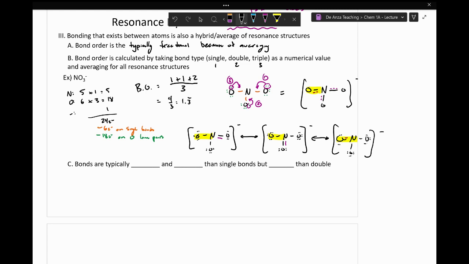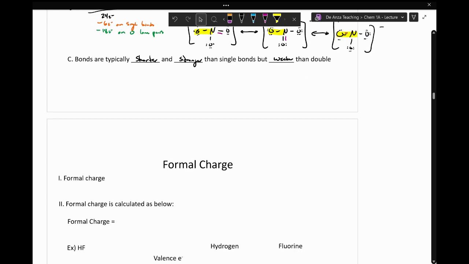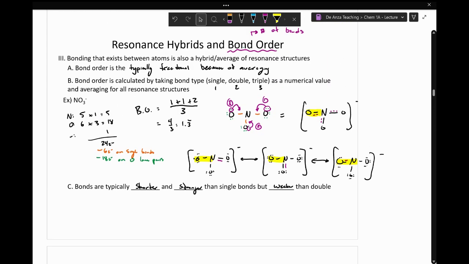So that means that there's always a single bond between each of the nitrogens and oxygens, and there's a partial 1/3 bond because 1 in 3 of the resonance structures show a double bond there. And so what we'll say is that these bonds in our resonance hybrids are typically going to be shorter and stronger than the single bonds, but they're going to be weaker than double bonds because they sit between the single and double bond. And so what we're going to talk about next is how we can rank these correct resonance structures.